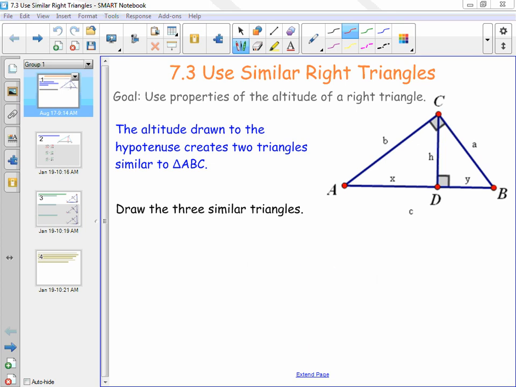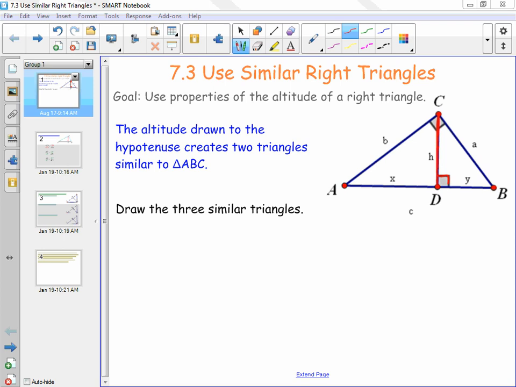Today's topic is section 7.3, use similar right triangles. Our goal today is to use properties of the altitude of a right triangle. As you can see here, the altitude drawn to the hypotenuse creates two triangles similar to triangle ABC. So we have triangle ABC and we have this altitude drawn in here. Our altitude is segment CD.